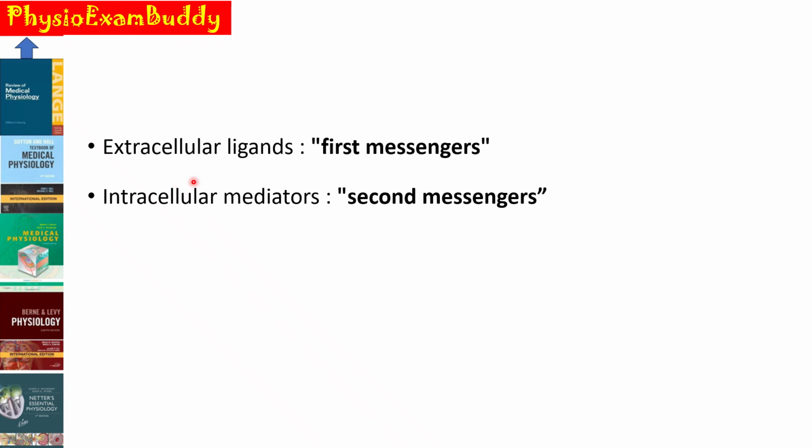The ligands which first bind to the receptors present on the cell are known as the extracellular ligands, and they are the first messengers in this intercellular communication. Whereas binding of these ligands to the receptor will trigger the release of certain intracellular mediators, and these intracellular mediators form the second messengers in the intercellular communication.